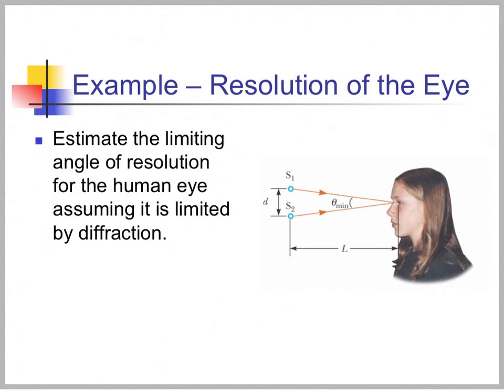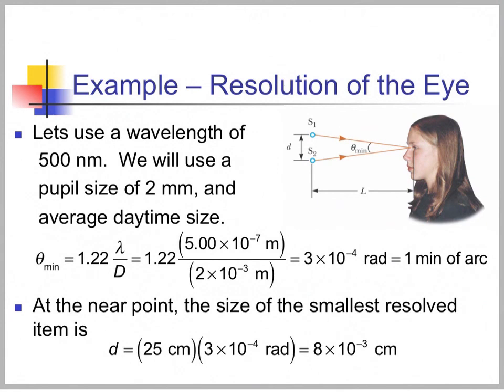So what's the resolving power of our eyes? What is the limiting angle of resolution for the human eye, assuming it's limited by diffraction? So let's use a wavelength of 500 nanometers. And we're going to use a pupil size of 2 millimeters, which is the average daytime size of your eye pupil. So theta minimum is 1.22 lambda over d. So we get 3 times 10 to the minus 4 radians, or essentially a minute of arc.